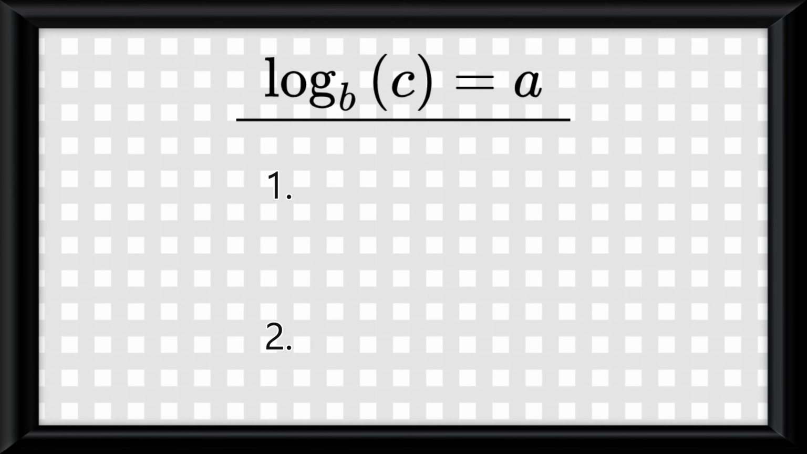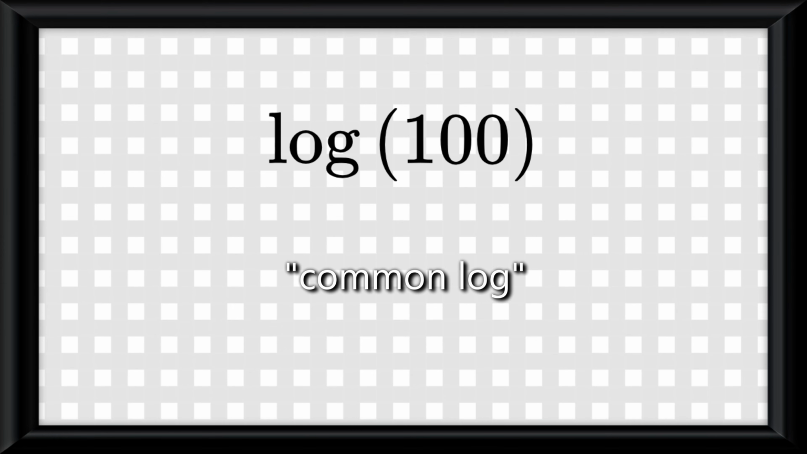There are two rules of logarithmic expressions. They are as follows. b has to be positive and b cannot be 1. And also, if you ever see a log with no base or b, it is known as a common log, and the base is automatically 10. The reason for this is something to do with science or something.